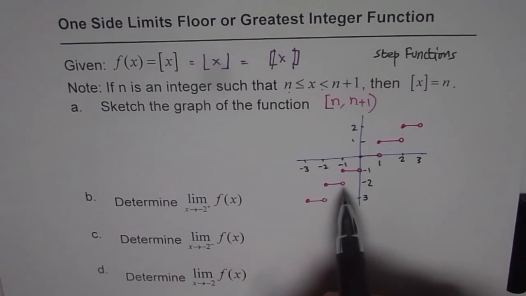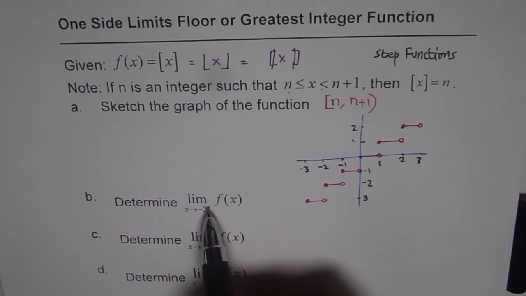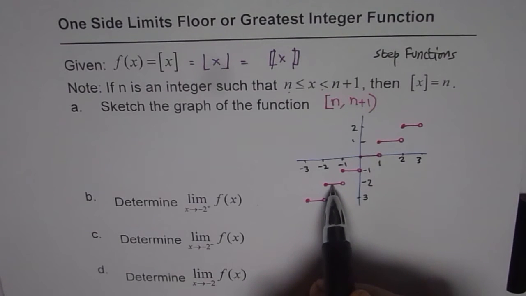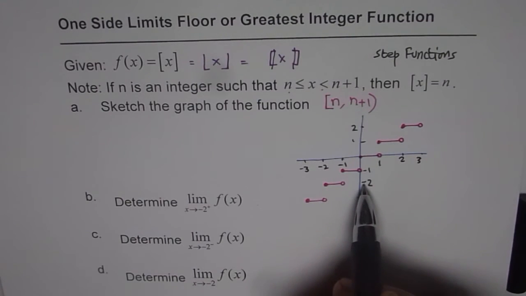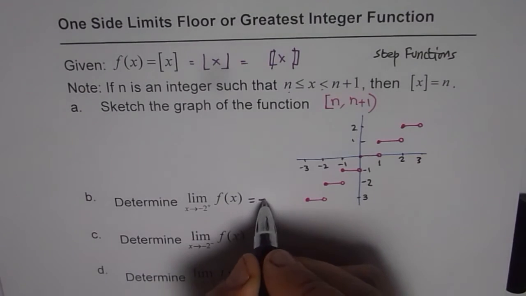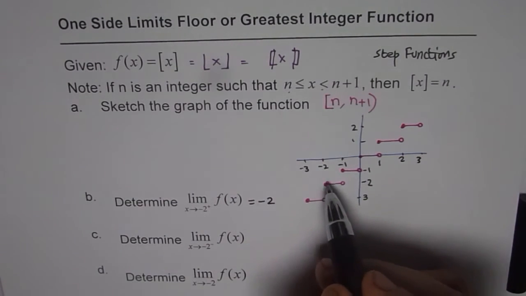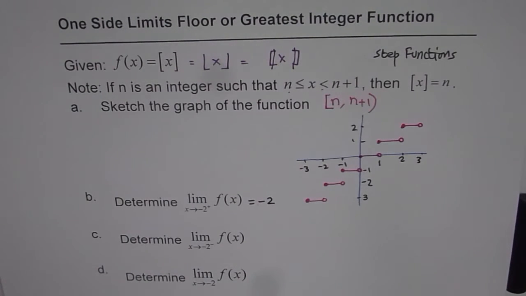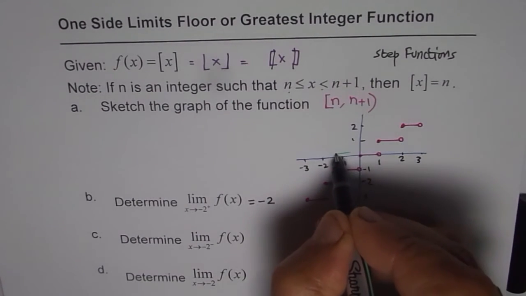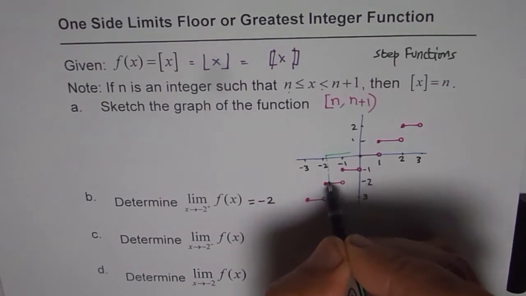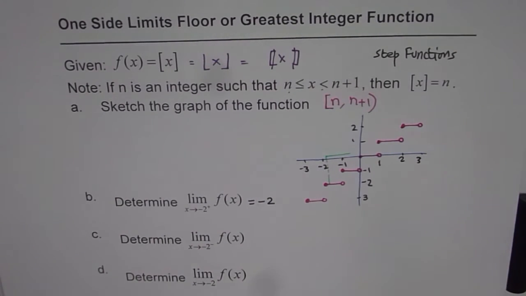When you are approaching minus 2 from the right side, plus here means from the right side, you are approaching a value which is minus 2. So the value here is minus 2. You are approaching minus 2 from the right side. So what do you hit? You hit here, and you get minus 2.